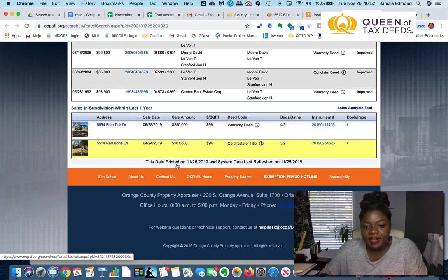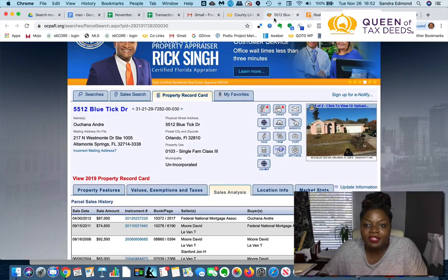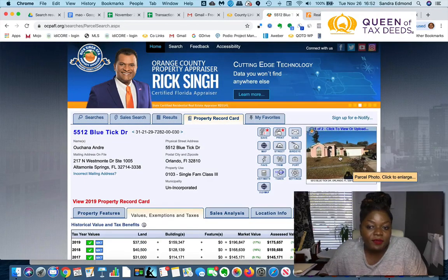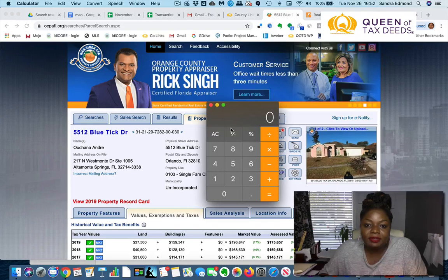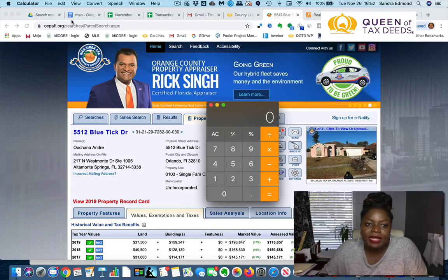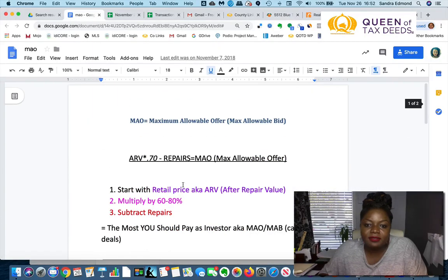So let's say we've analyzed the neighborhood and this is what we came up with: $250,000 is how much this house would sell for if it was fixed up. $250,000. Let's whip out our calculator and let me show you the formula we are going to use. Or should I just show you the formula first? That might make it easier.